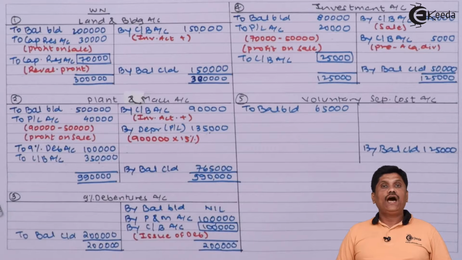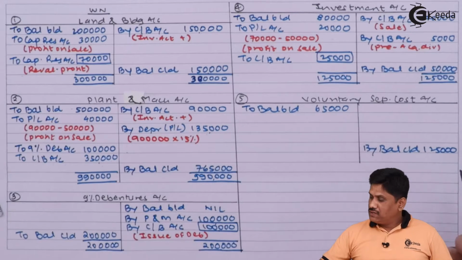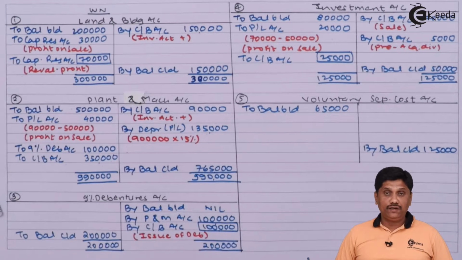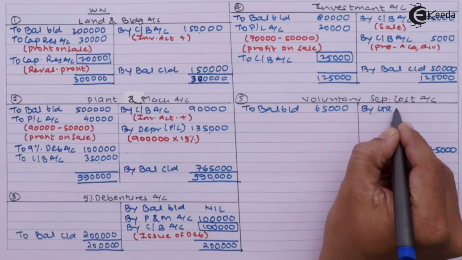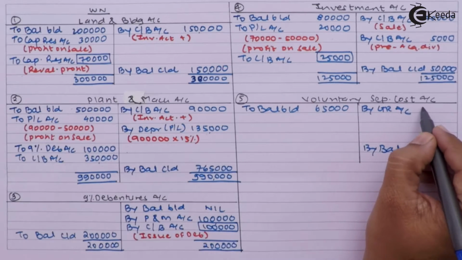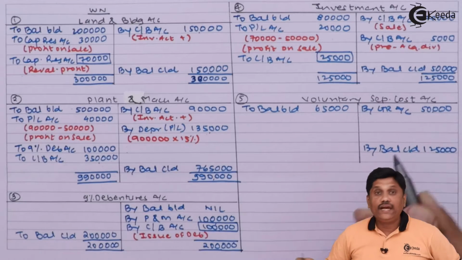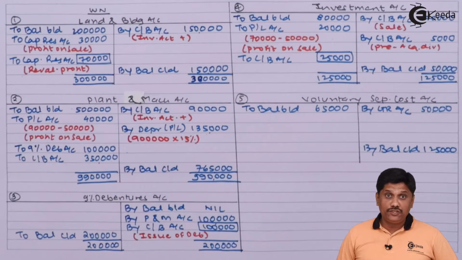So students, I have recorded the opening and closing balance of this account. Now let us read the information. They are saying 50,000 was adjusted against general reserve. Means general reserve account is debited and voluntary separation cost account is credited. So the second effect of this will definitely appear in the general reserve account.